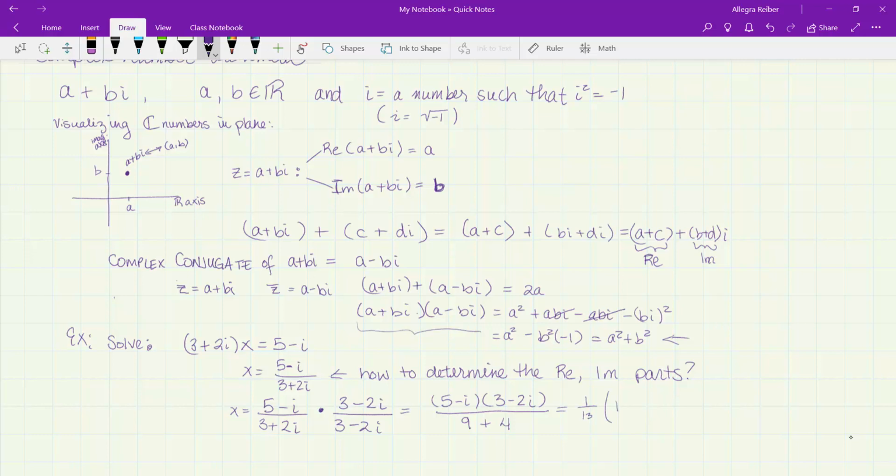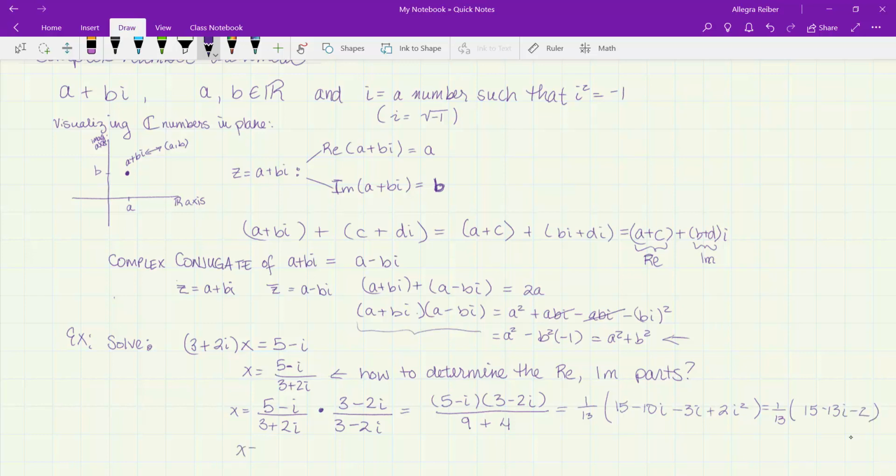So 5 times 3 would be 15. Multiplying the 5 by the second term, 5 by -2i, I get -10i. Now I'm going to multiply the inside, so -3i, and lastly I'm going to multiply the -i by the -2i. So I get a positive 2i squared. So now if I look at that, that's 1/13 times 15 minus 13i. 2i squared is really minus 2.